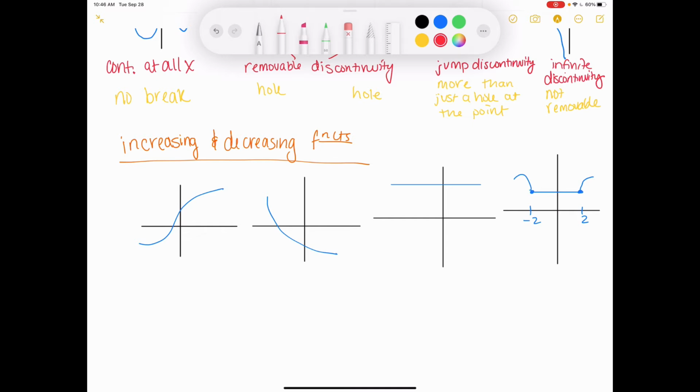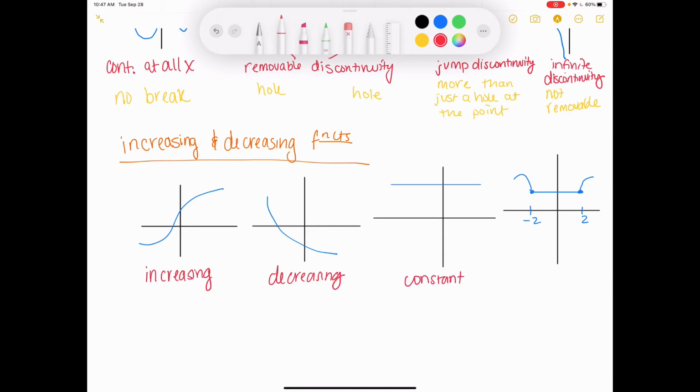All right, so this first one, function starts low and is getting higher, so that's going to be an increasing function. Second one starts high, goes low, so it's going to be decreasing. The third one, it stays the same all the way across, so we can say it's staying constant.